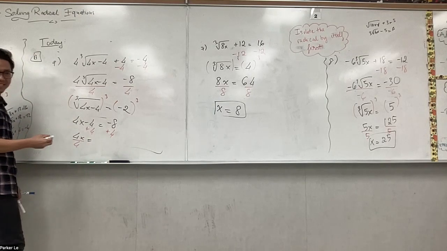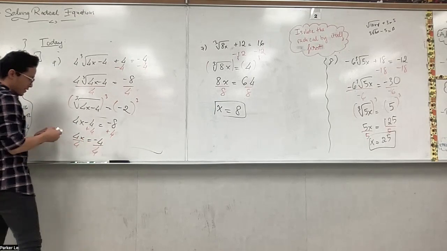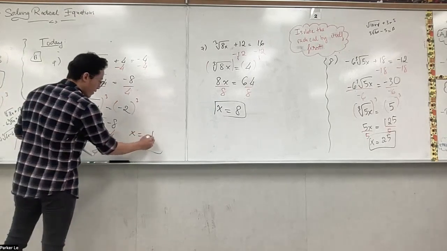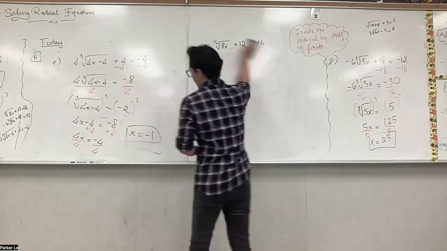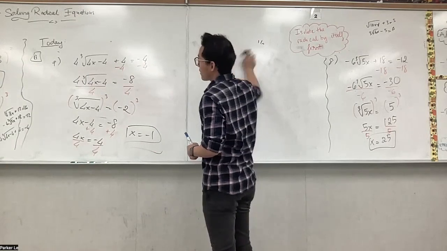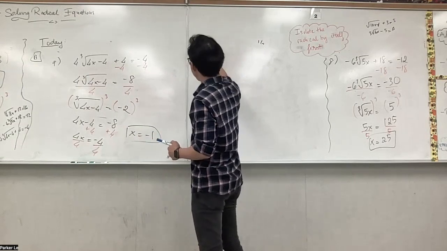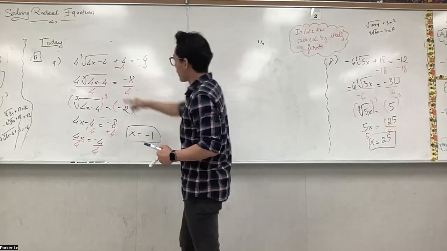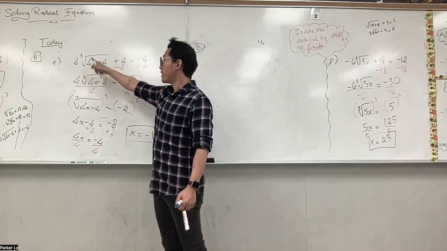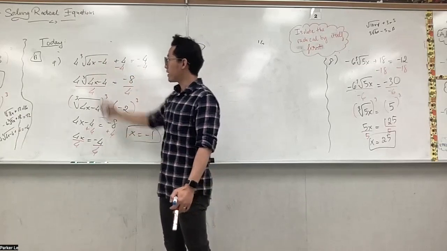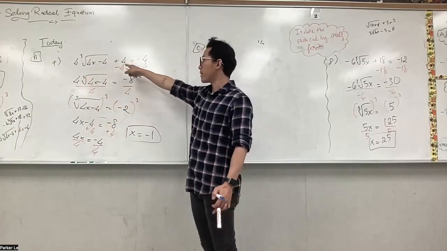Negative 8 plus 4 is negative 4. And then divided by 4. Negative 1. Okay, now I know why you said negative 1. Is that the right answer? You want to check? You can check. You look at negative 1 here. You have negative 4. Negative 4 minus 4 is negative 8. Cube root of negative 8 is negative 2. Negative 2 times 4 is negative 8. Negative 8 plus 4 is negative 4.